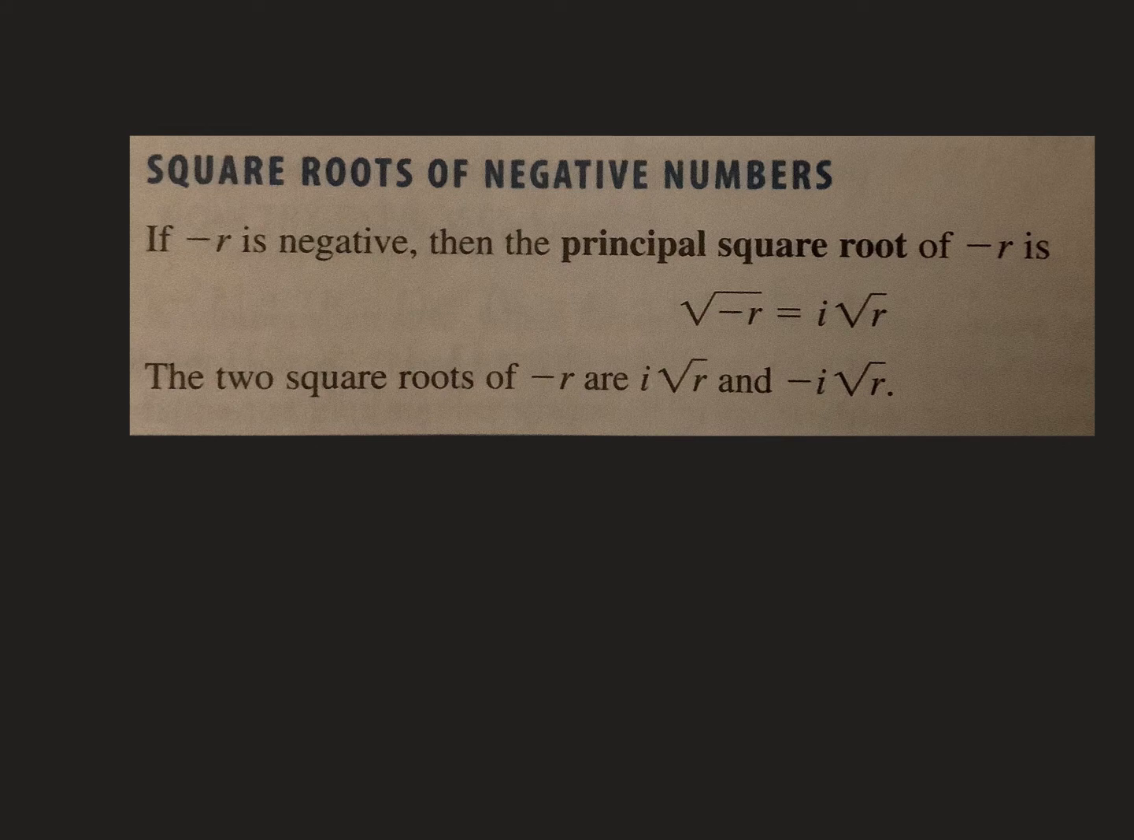Okay, the main thing that an i gives me the chance to do is take the square root of a negative number. So it says if -r is negative, then the principal square root is i times the square root of r. If you have a negative inside your radical, you can make it positive just by taking the i out. That's what it meant if i is the square root of -1.